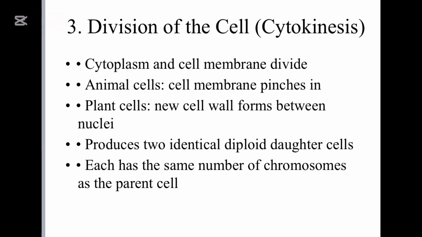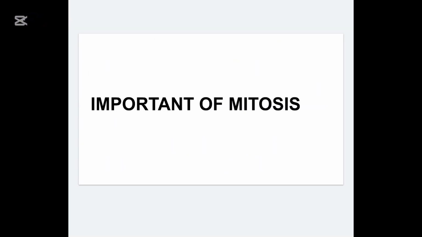That is the end product of mitosis. Two daughter cells are produced, and each has the same number of chromosomes as the parent cell. So that is the major stages involved in cell division, as an overview. Now let's talk about the importance of mitosis.